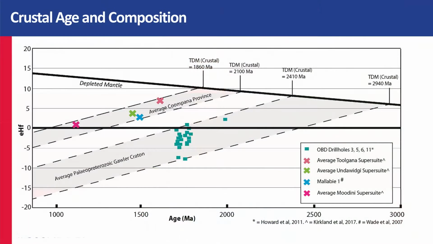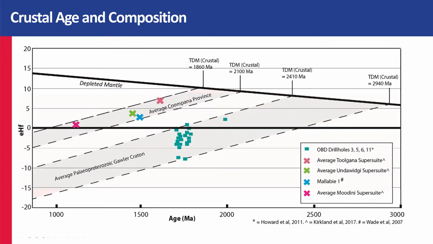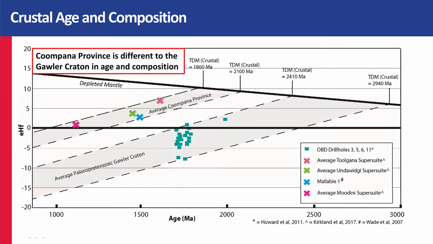So an epsilon hafnium plot may be a bit scary. If we plot how rocks evolve from when they're extracted from the mantle, that evolves along the trend of the red arrows. Now I've explained that, we can look at what the graph is showing. The pink, red, green, and blue plots are rocks from the Coompana province, so they plot in quite a different space to Palaeoproterozoic rocks from the Gawler Craton. So we can clearly identify that there's a major boundary in between the two.